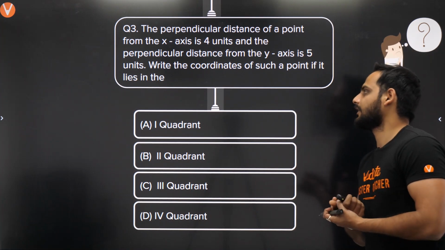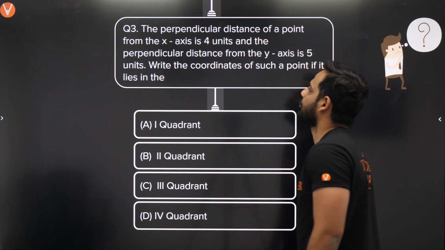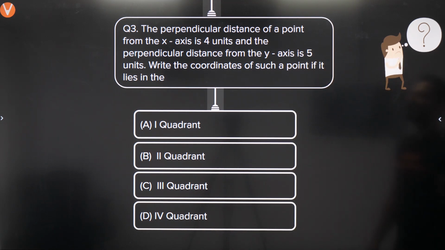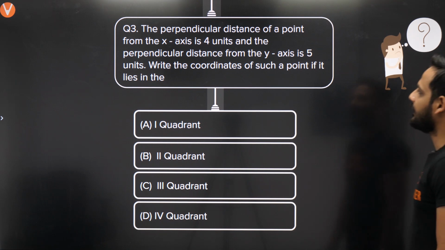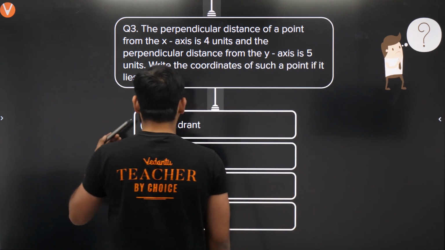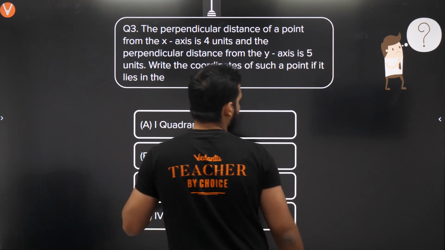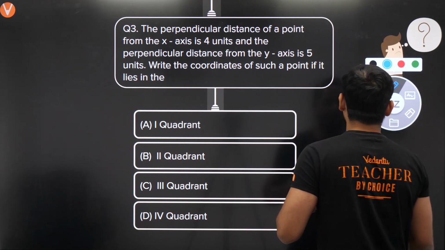So before that, let us take a question. The perpendicular distance of a point from the x-axis is 4 units and the perpendicular distance from the y-axis is 5 units. Write the coordinates of such a point if it lies in the first quadrant, second quadrant, third quadrant and fourth quadrant. So first thing is you need to understand, let's draw a graph.